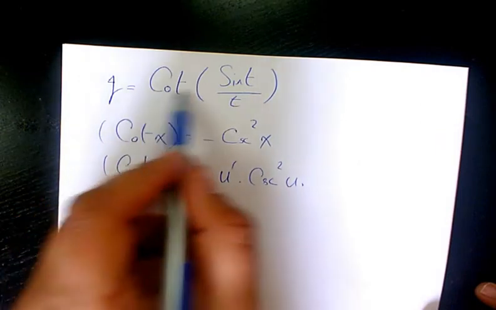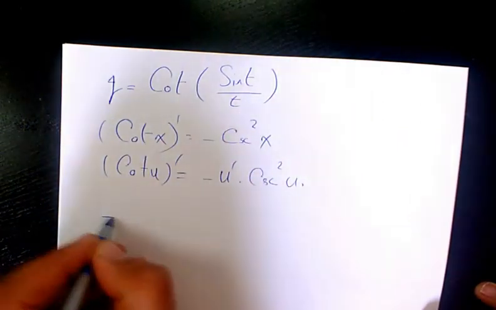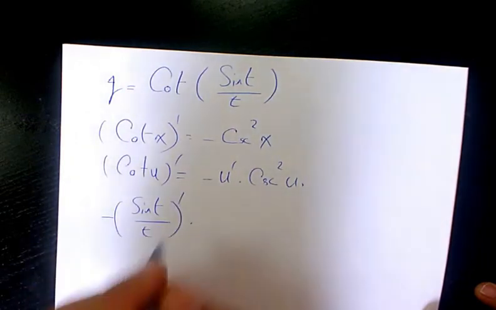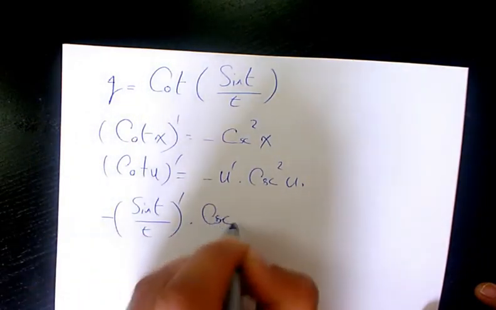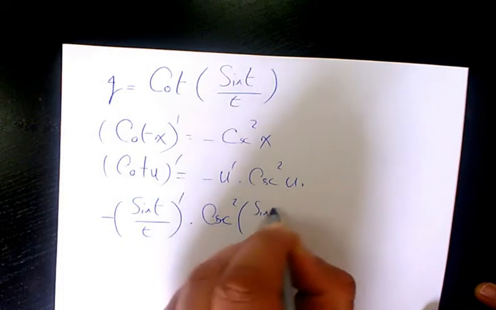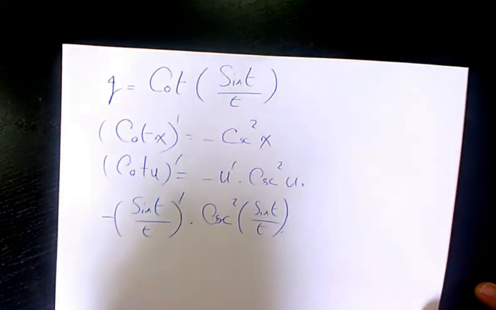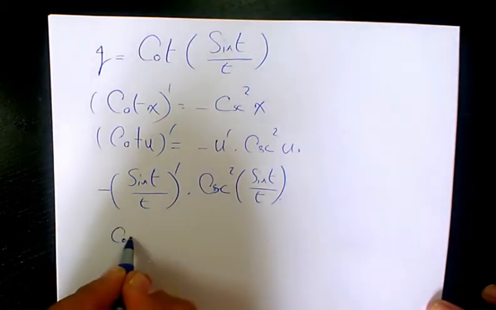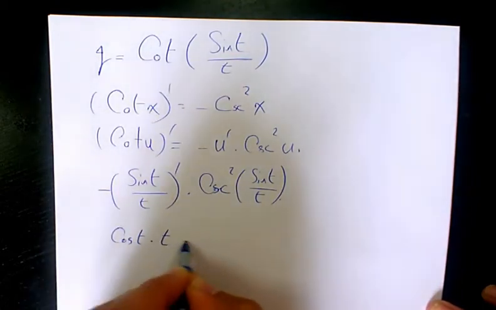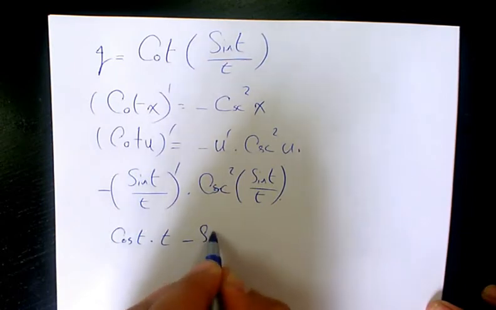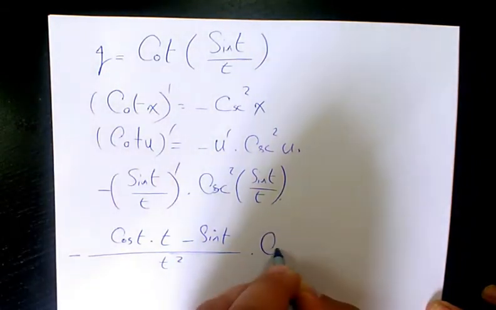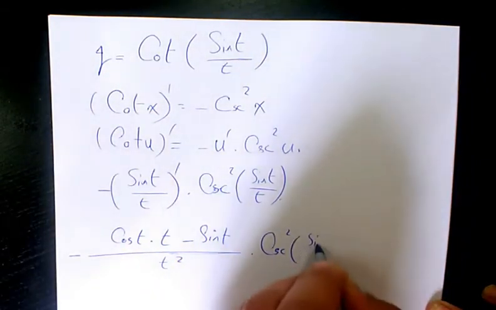So the derivative of cotangent of sine t over t is going to be negative the derivative of sine t over t, times cosecant squared of sine t over t. So that's going to be negative, the derivative of sine t is cosine t, times t, minus sine t times the derivative of t, which is 1, over t squared, times cosecant squared of sine t over t.